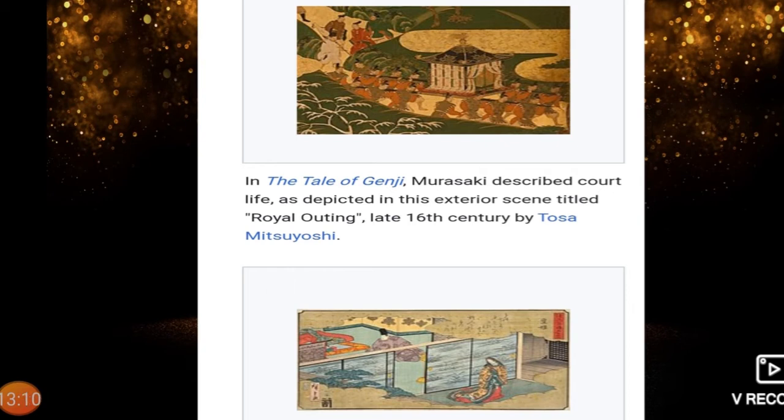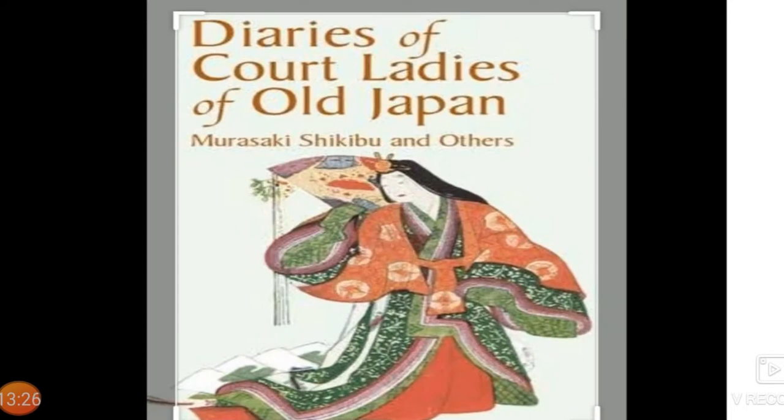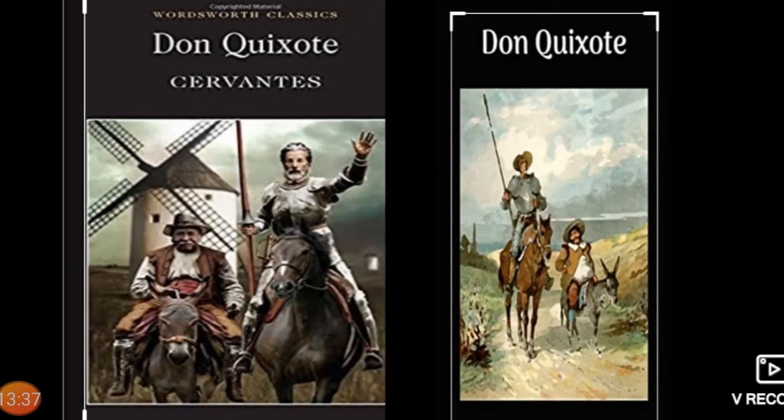Moving further, now see, this is the picture of The Tale of Genji. In The Tale of Genji, Murasaki described court life, as depicted in the exterior scene titled Royal Outing, late 16th century, by Tosa Mitsuyoshi. See, this is the diary of court ladies of old Japan. Again, this is the novel written by Murasaki Shikibu, and other writers also helped. And this is the Spanish writer's Don Quixote, which is the famous novel.